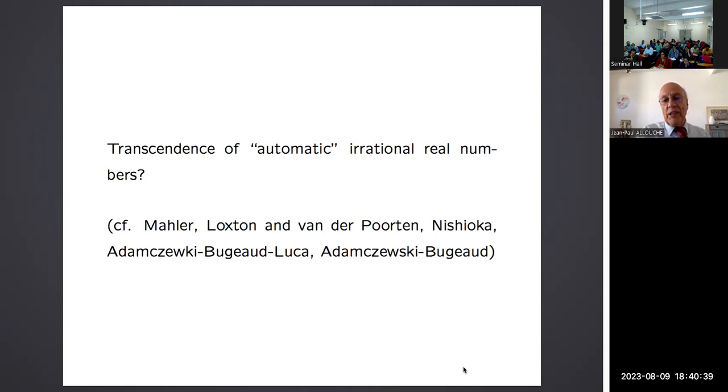By the way, this is an easy way of constructing a transcendental number. You take any automatic sequence, like the Morse sequence, and you put a decimal dot in it, and this gives you a transcendental number.